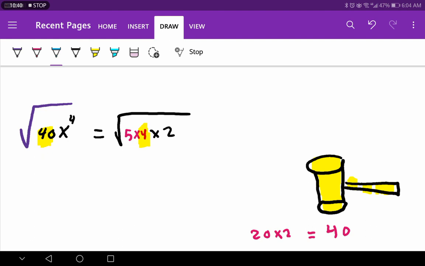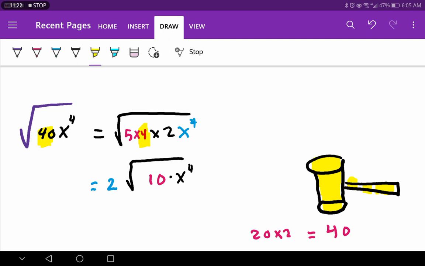And I can send it, as you know, as 2 outside. So 2 radical. And don't forget the x to the power 4 here. Now, what is left inside the radical? 5 and 2 and x to the power 4. Actually, because these are prime numbers, we stop. And I will gather them again. So they will give 10.